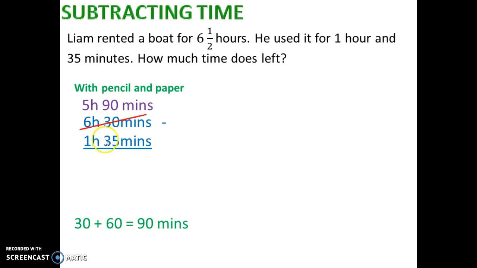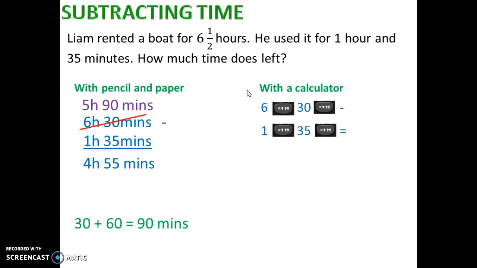But now I've got 90 minus 35, which I can actually do the subtraction. So 90 minus 35 is 55. 5 minus 1 is 4. You can check this on your calculator. Again, we should get the same measurement of 4 hours and 55 minutes.